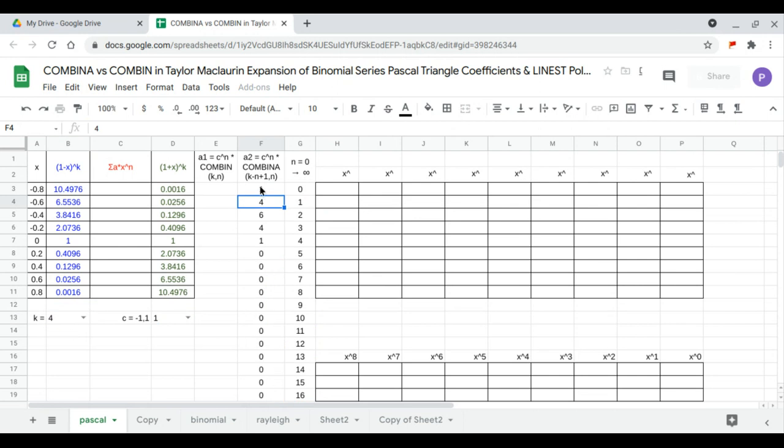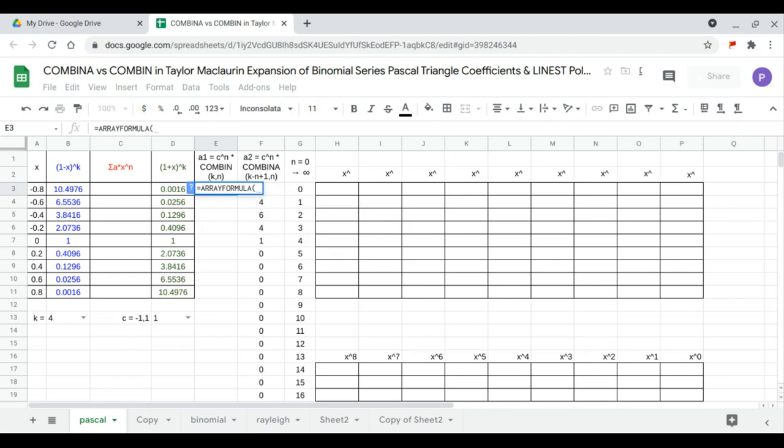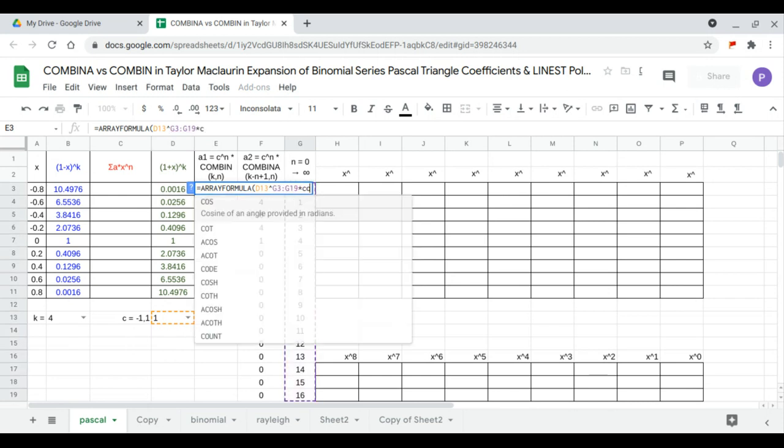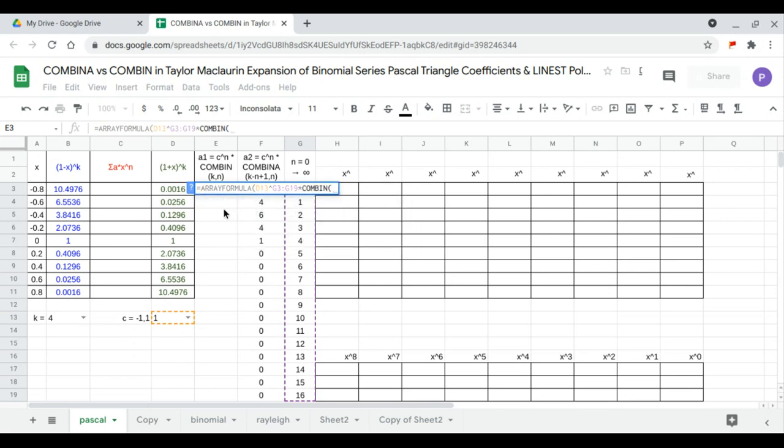And these are the Pascal triangle coefficients. We'll do the same with the combin function. So R, a formula, c to the power n times combin, k comma n. Enter.